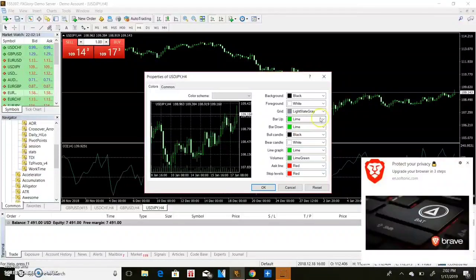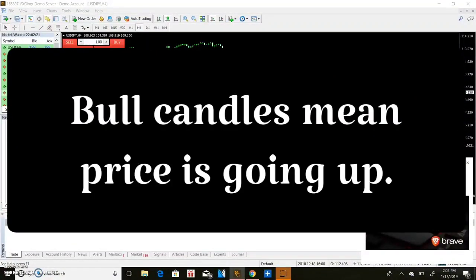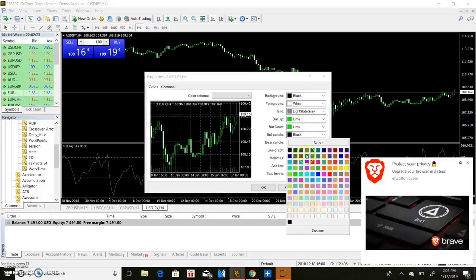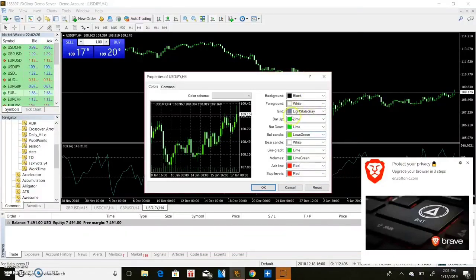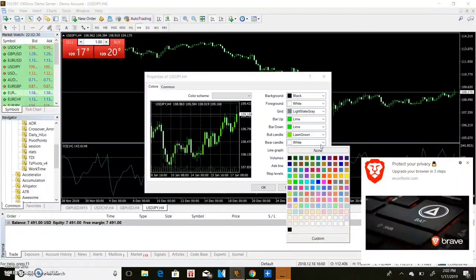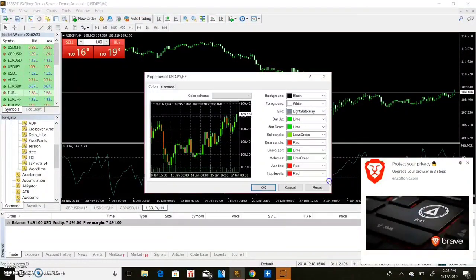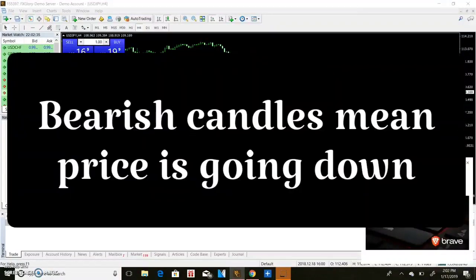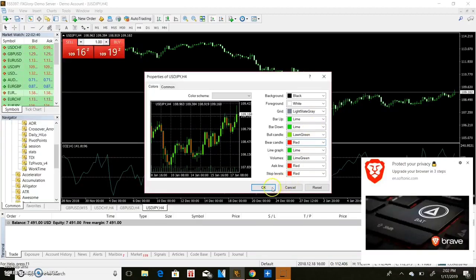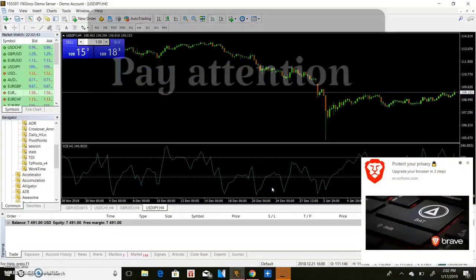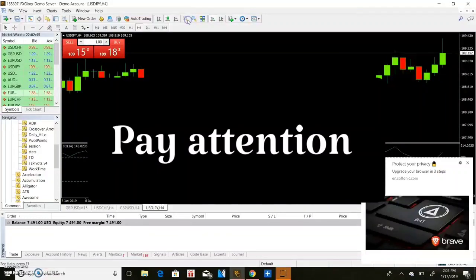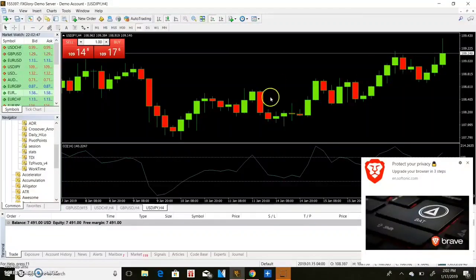So let's see here. The bull candle is black, so we want to change that to green. We'll do a lime green on the bull color, and then the one that's white we want to change to red, on the bear candle color. And that should be good. Once you zoom in, now you can see the difference.